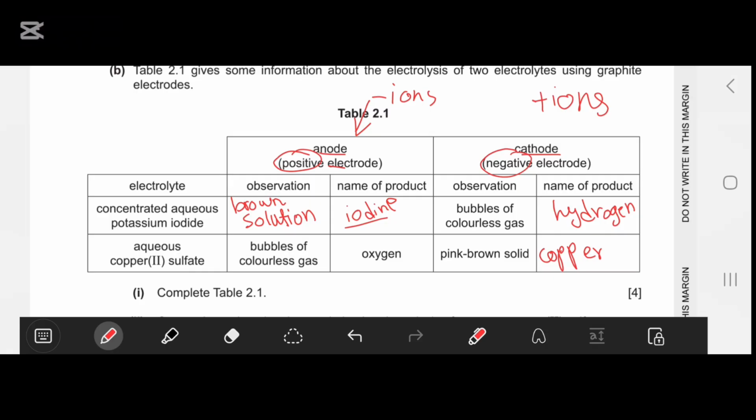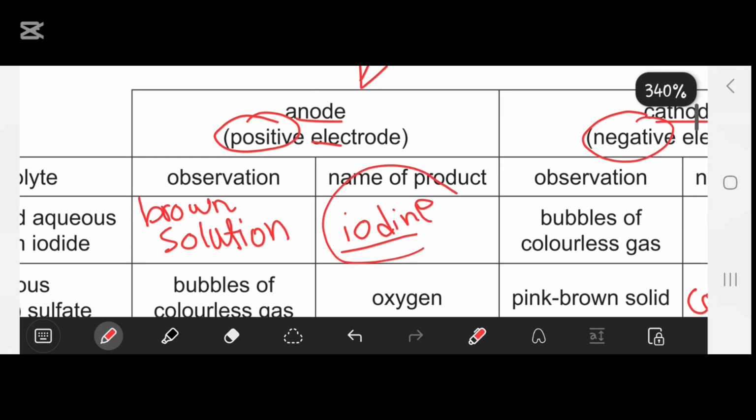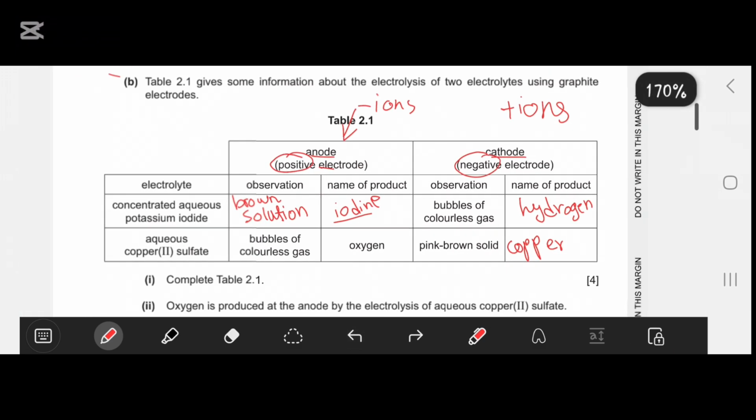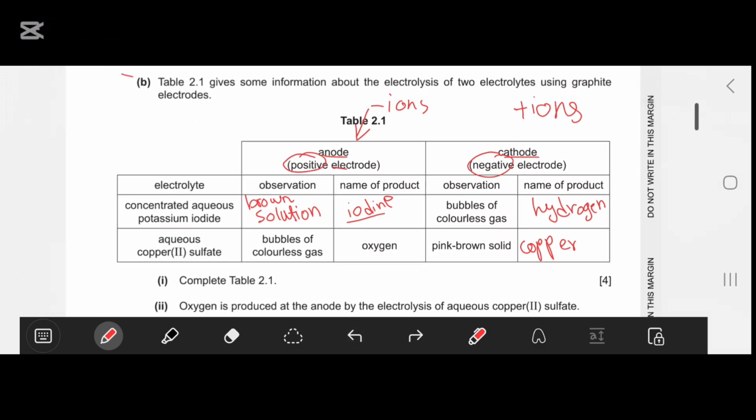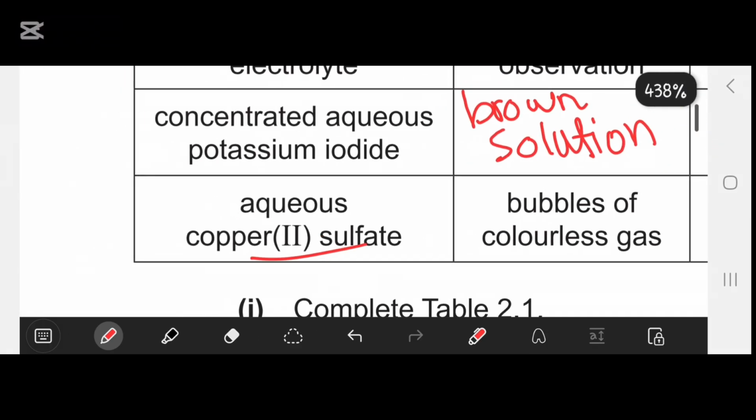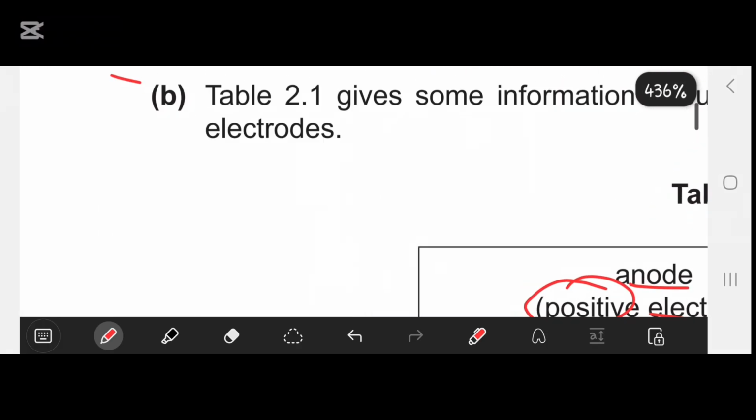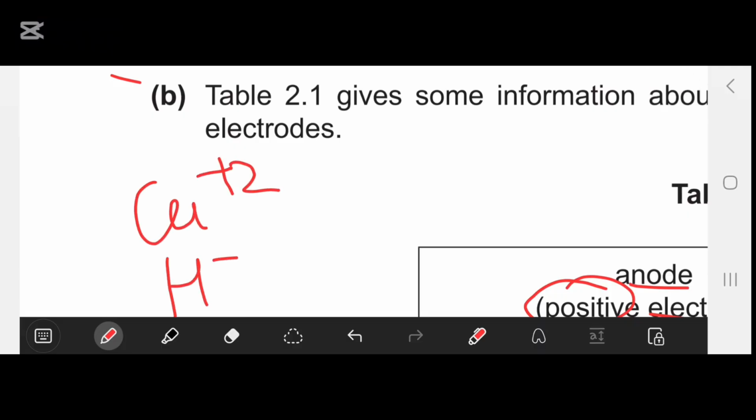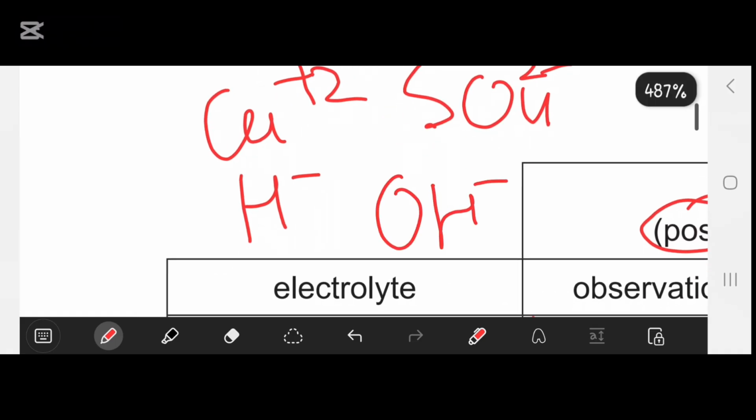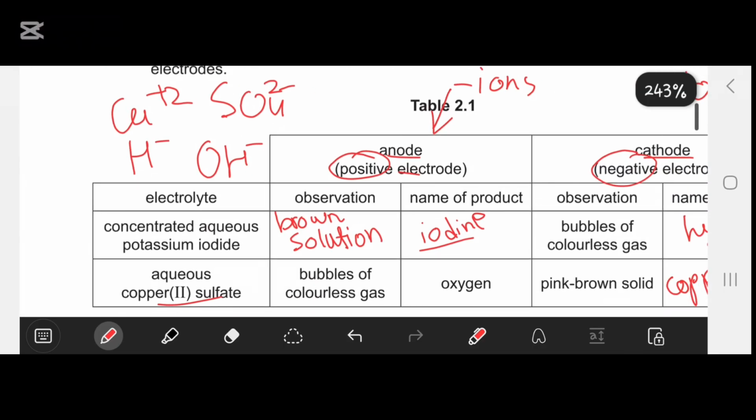Do not forget to learn how to do equations for each of these reactions. Iodide will lose electrons. Hydrogen will gain electrons when doing the ionic half equation. Okay. Lastly, we have here aqueous copper sulfate. It's easy. We will have copper, hydrogen, and also sulfate ion and hydroxide ion. Which ions will we take?